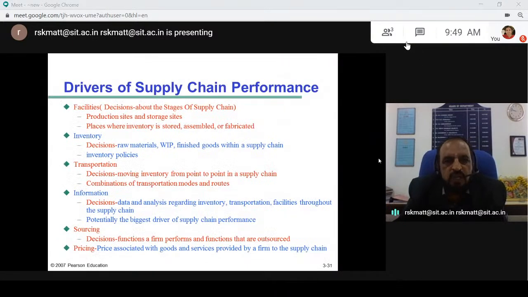Again, there are drivers: facilities, inventory decisions, transportation decisions, information decisions, sourcing decisions, and pricing decisions. These drivers will affect the efficiency and performance of the supply chain. How we make decisions, the better decisions will definitely improve the supply chain performance.